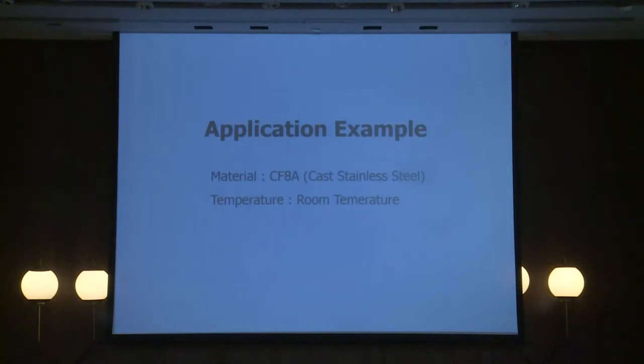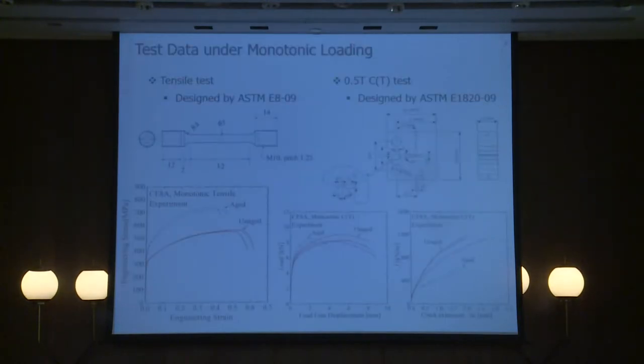This is the application example. We applied the CF8A material at room temperature. This page shows the test data under monotonic loading condition. The left side shows the tensile test, and you can see the ductility decreases and yield and tensile strength increase when aging occurs. The right side shows the CT test result. In the fracture toughness result, when aging occurs, the fracture toughness decreases to almost half.